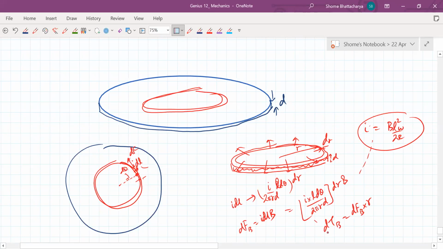Okay. So now you integrate this to calculate the torque because of the ring. It's like a double integration problem actually. So that will give you the torque on the ring, and then you integrate for all the rings, that will give you the net torque because of magnetic field.